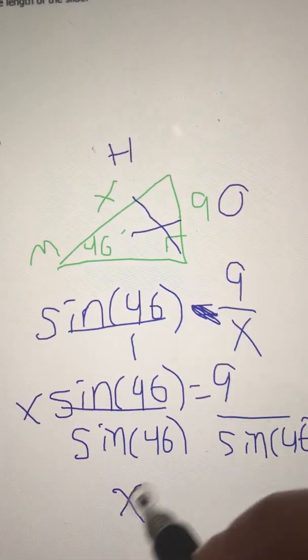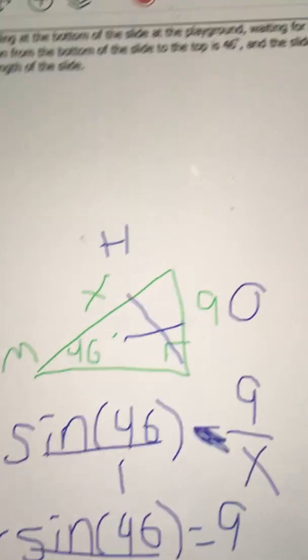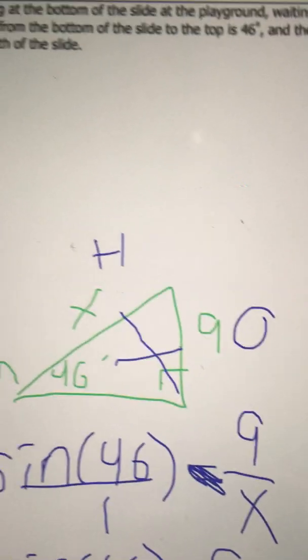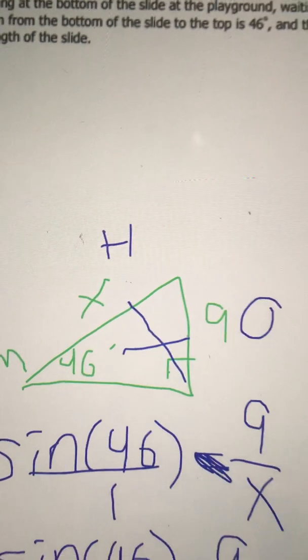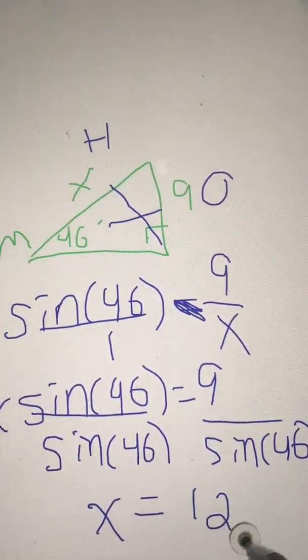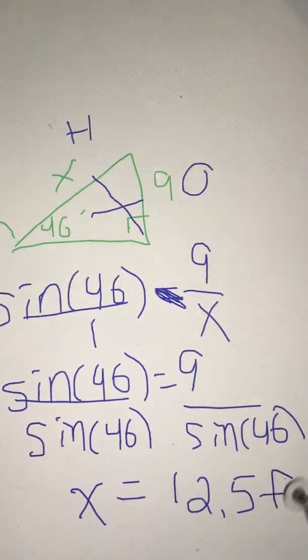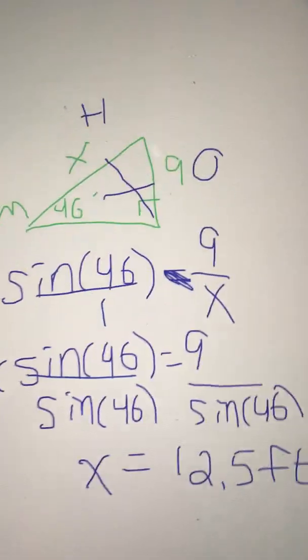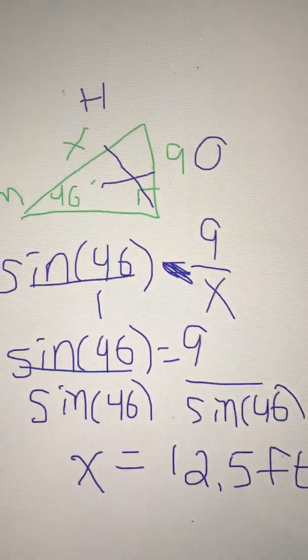And just put that into your calculator. 9 divided by sine 46. And we get about 12.5 feet. I usually just round to the whole number unless it's 0.5. But I'm not going to take off points for your rounding.